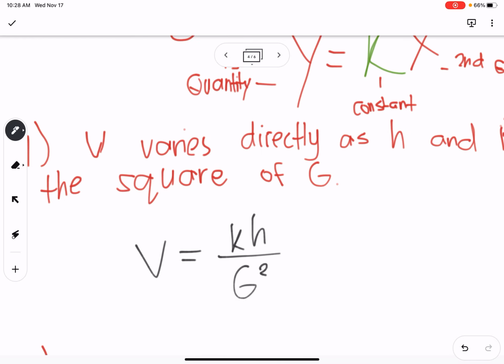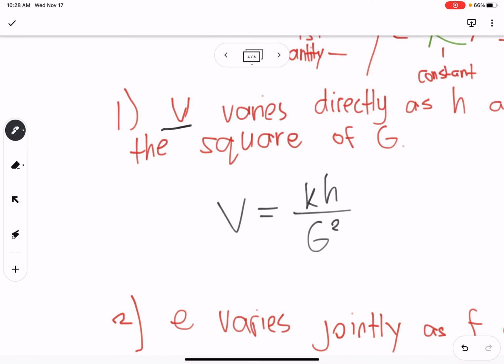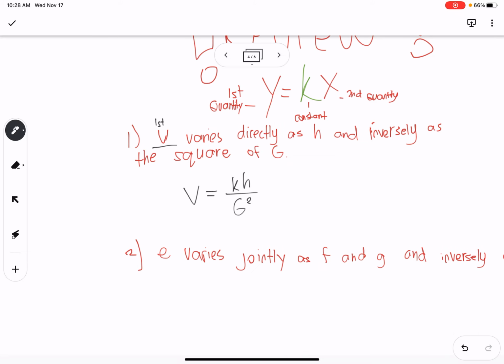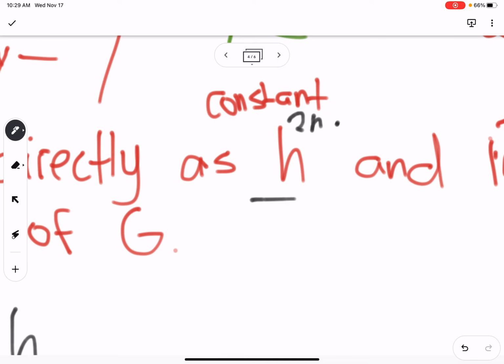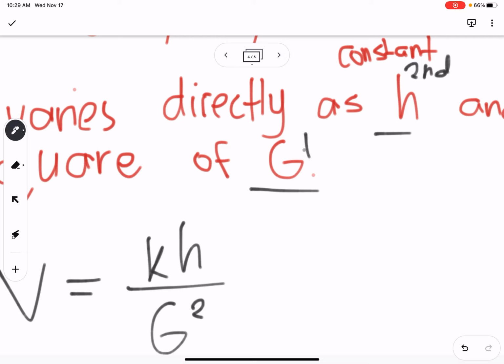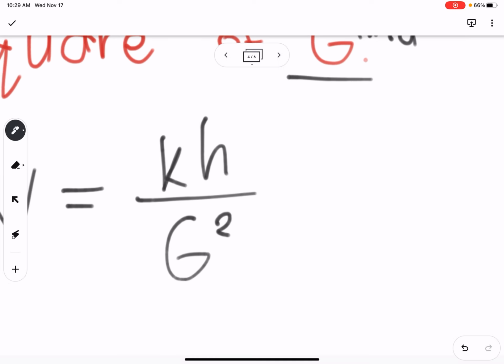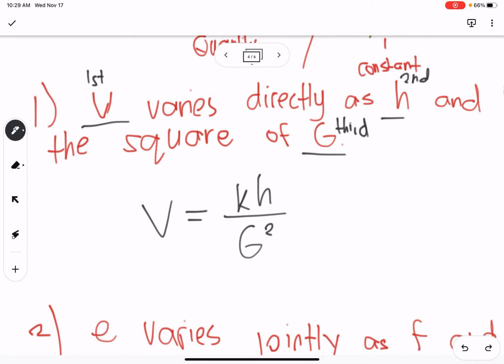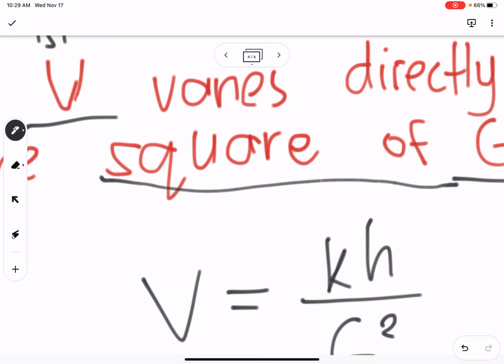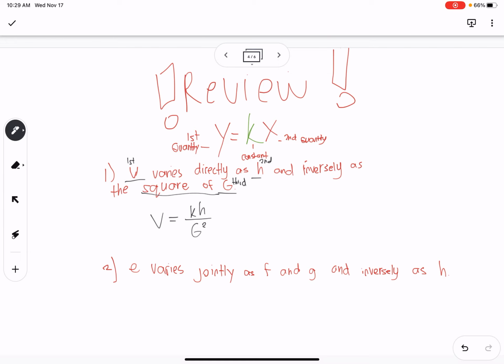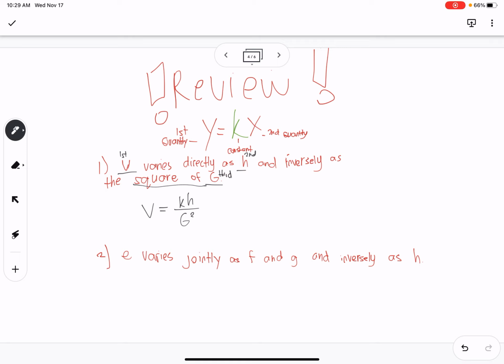This is the order. I made it in this order because v is the first quantity, h is the second, with g as the third. You might be wondering, why is there a 2 over here? Well, that's because it's the square of g. When it comes to translating statements, it's important to read it twice just in case you end up forgetting anything.